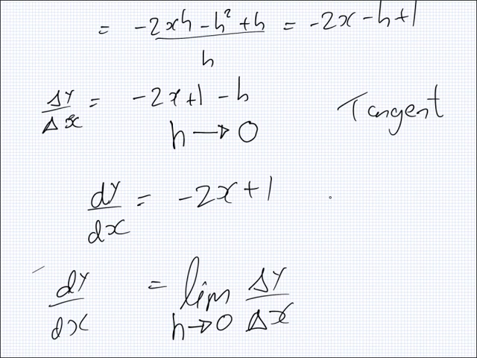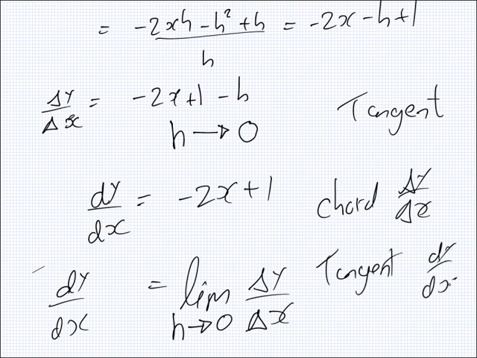Right? So if it's a chord, it's this. When it becomes the actual tangent, it's this. And the only difference between the two is the h. The h has to become 0.